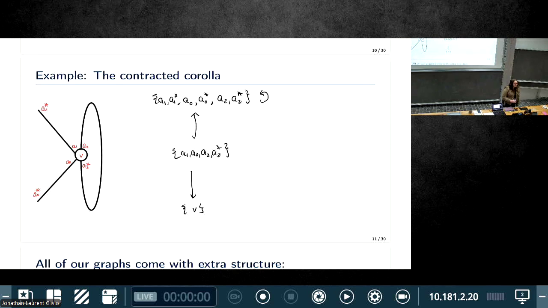And the boundary are the 2 half edges that are not in the domain. So the boundary of this graph is A1 dual, A0 dual. And the internal edge here is given by the orbit. I can call this E, is A2 dual.